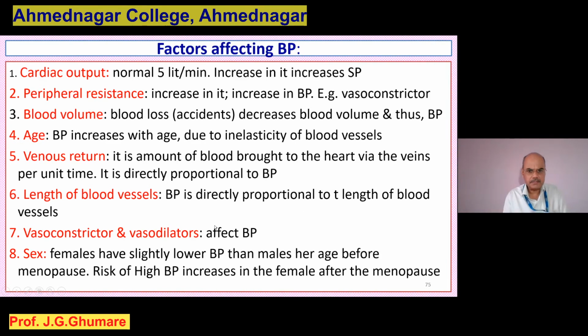Again, BP will increase as per the length of the blood vessel. And two chemicals, I told you: vasoconstrictor and vasodilator. Vaso means blood vessel, and a constrictor is the one which will constrict the blood vessel. If the blood vessel is constricted, the pressure will increase. If the blood vessel is dilated, the blood pressure will decrease.